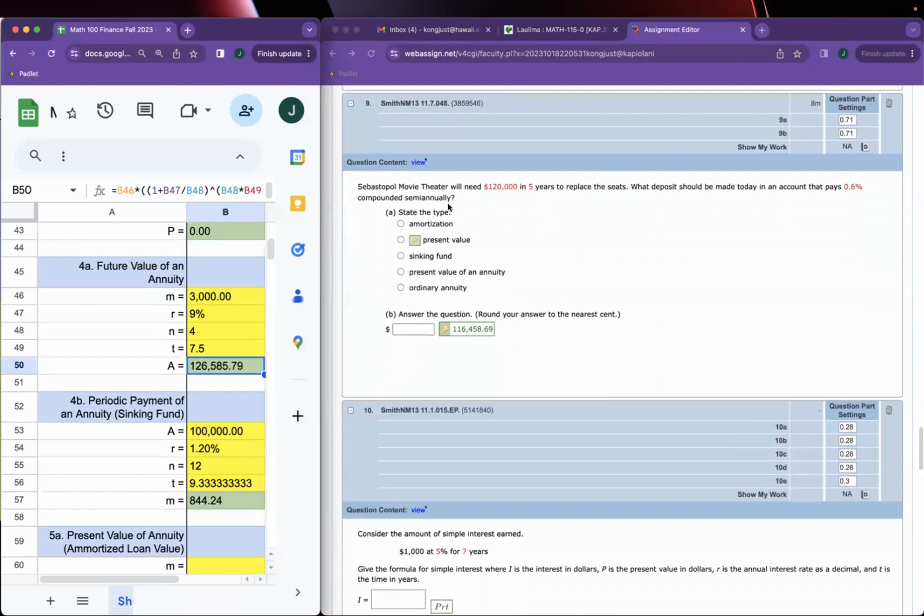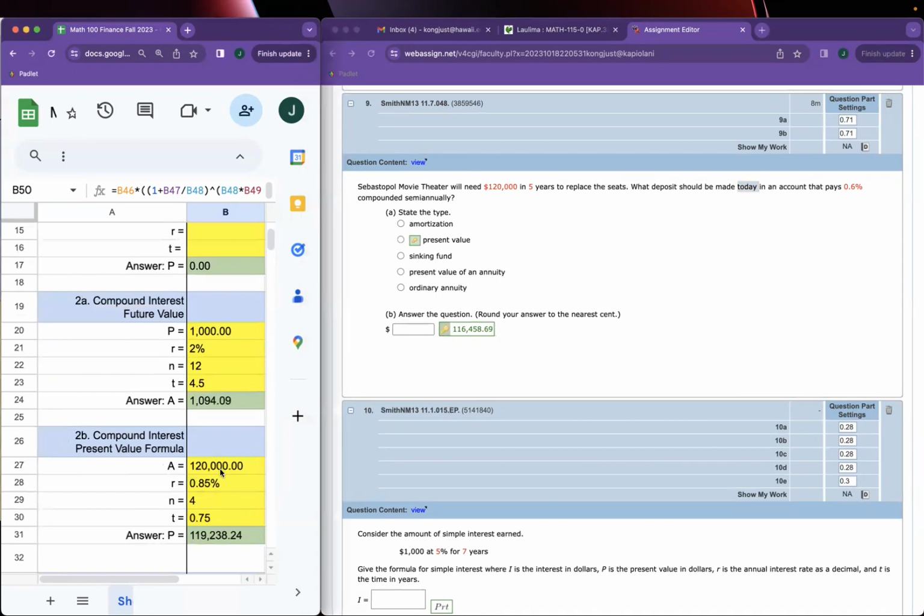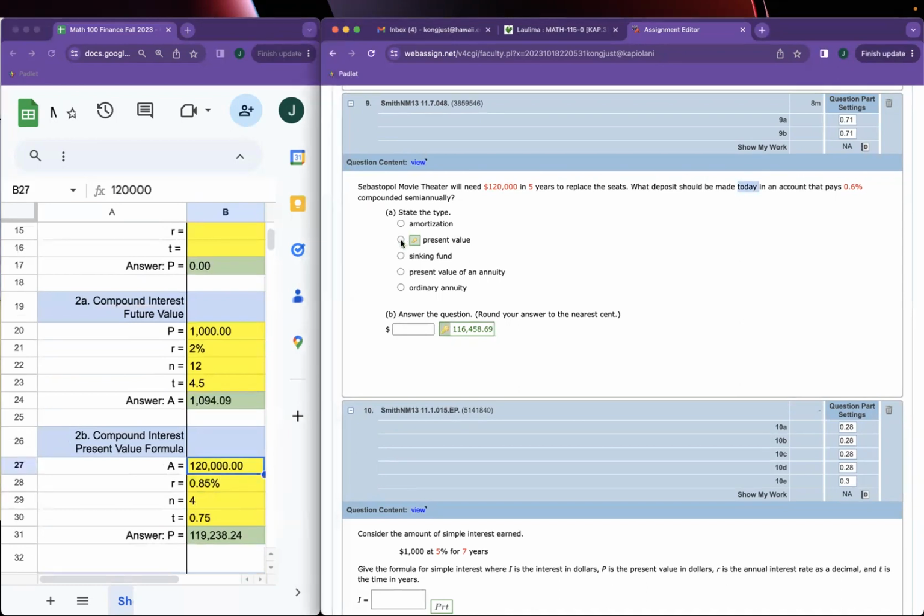Number 9, we've done this before. Sebastopol. I think this question was on the last homework you had actually. They will need $120,000 in 5 years to replace the seats. What deposit should be made today? This is a one-time deposit, right? Into an account that pays 0.6% compounded semi-annually. Compound interest, one-time deposit. How much do I put in today? That's 2B, the compound interest present value formula.